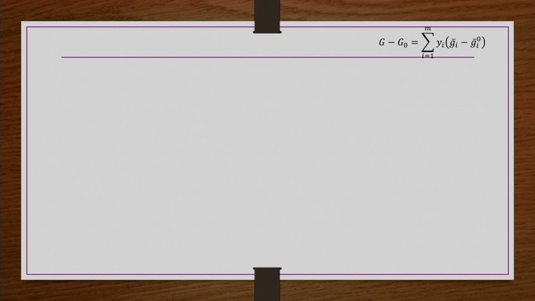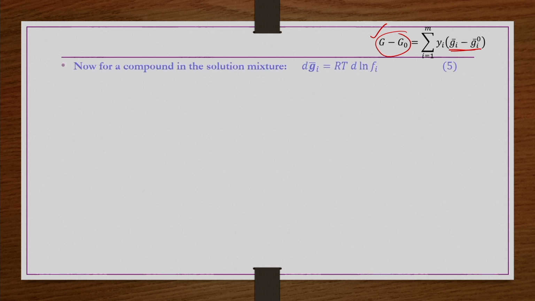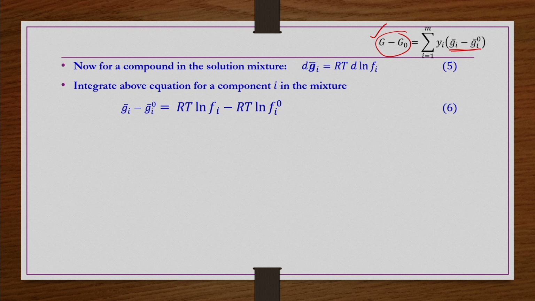So now in this part, this is known. Similarly we apply the dg equals RT d ln f expression for Gi bar minus Gi naught bar. When you apply this, dGi bar is equal to RT d ln fi, right. So then for the ith component in the mixture, Gi bar minus Gi bar naught is equal to RT ln fi minus RT ln fi naught. Now we are writing for the ith component, not for the mixture. That is the reason fi naught is there.